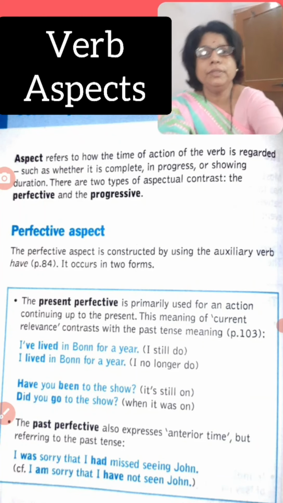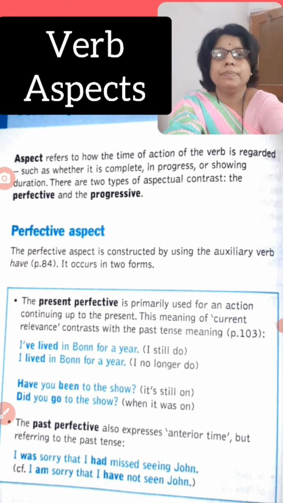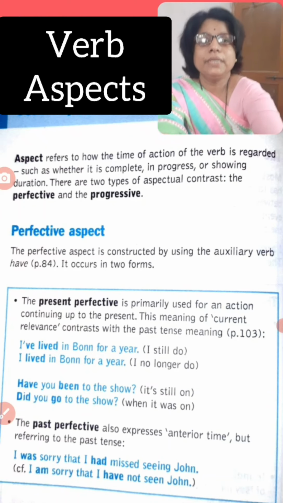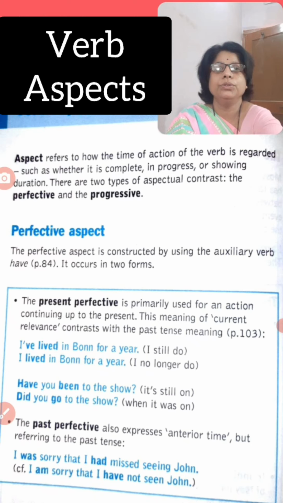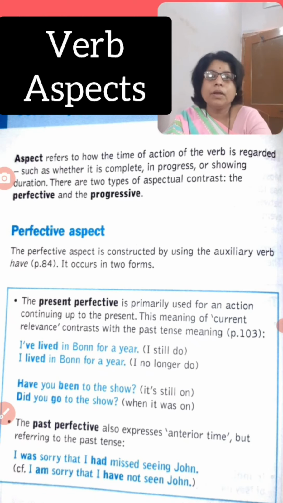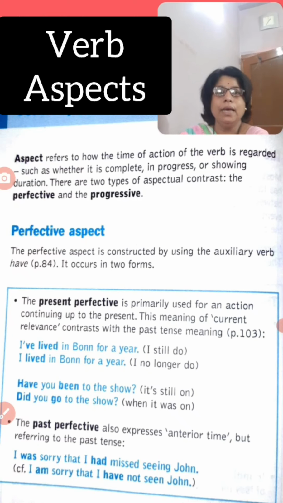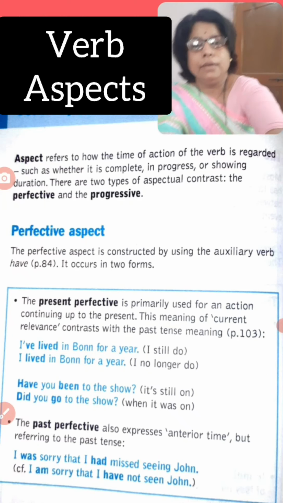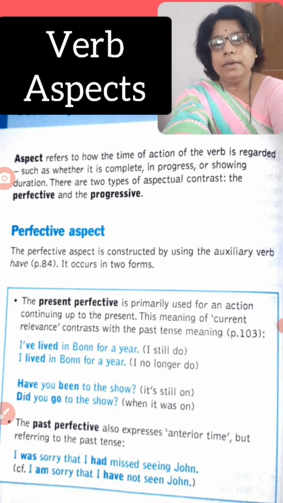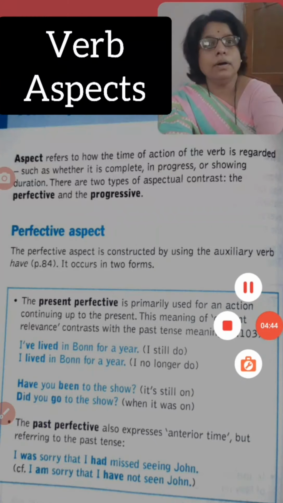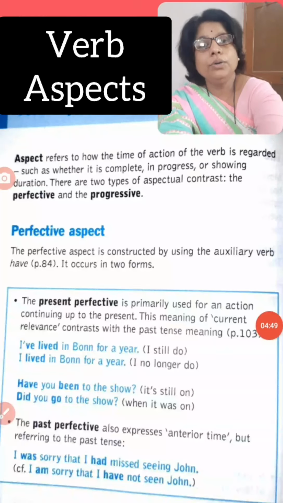How is this formed? The present perfective, in the table it is there. The present perfective is primarily used for an action continuing up to the present. Continuing up to the present means the action has started in the past and it continues till the time of speaking. It continues to the present.